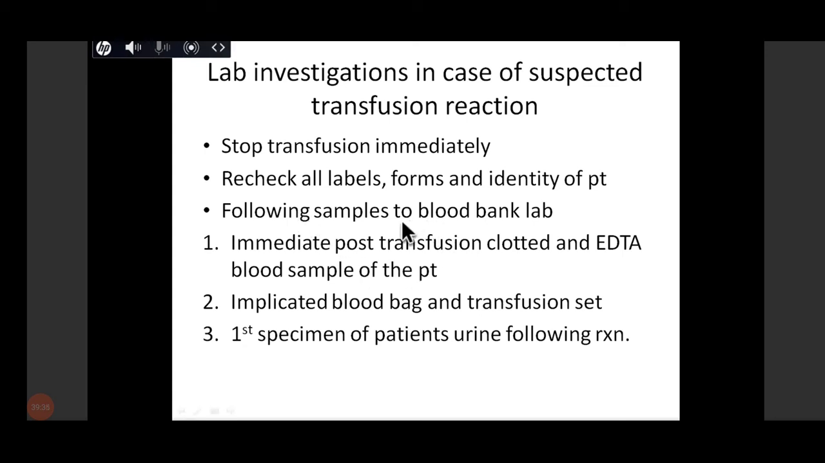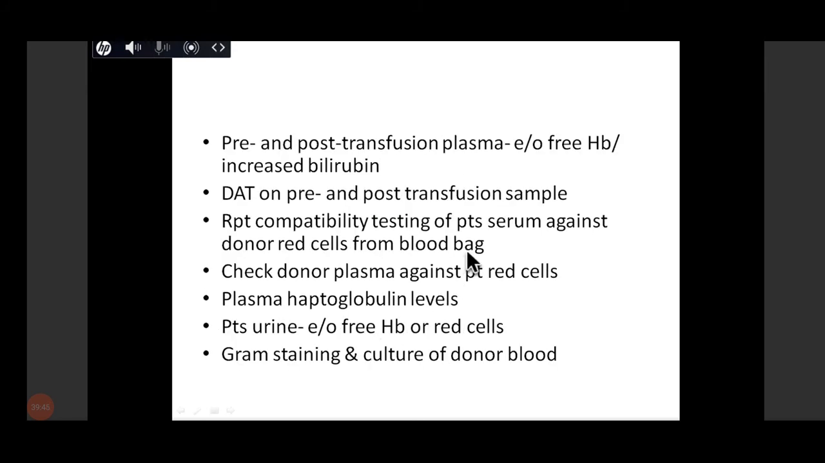Immediately, the sample has to be taken from the patient and from the blood bag. It has to be sampled out. You have to take the urine sample from the patient, and you have to take pre and post transfusion evidence of free hemoglobin increase. You have to do a DCT on that. You have to take the haptoglobin levels.